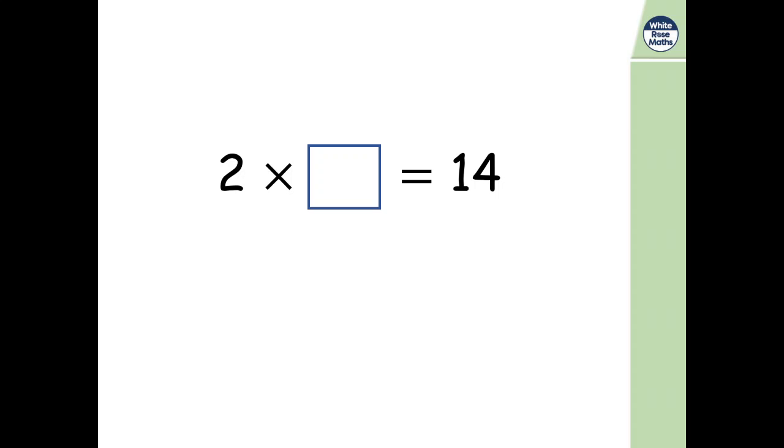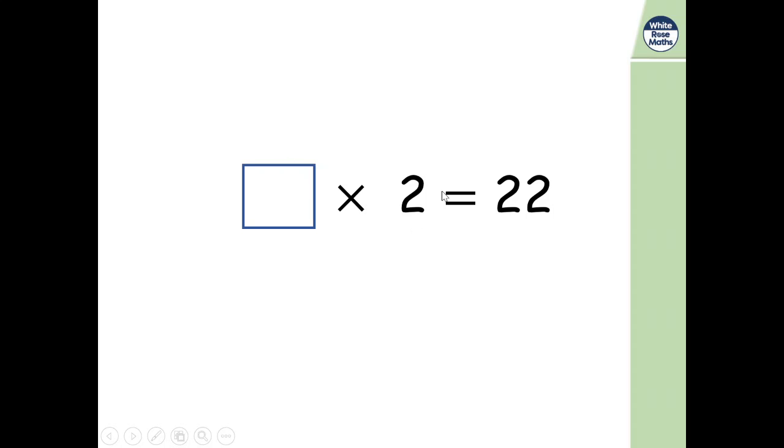Right. 2 groups of what makes 14? So get yourself 14 cubes, 14 Lego bricks, 14 whatevers, and put it into 2 groups. Because it's 2 groups of something. And then how many is in each group? Pause now. Okay? 7.